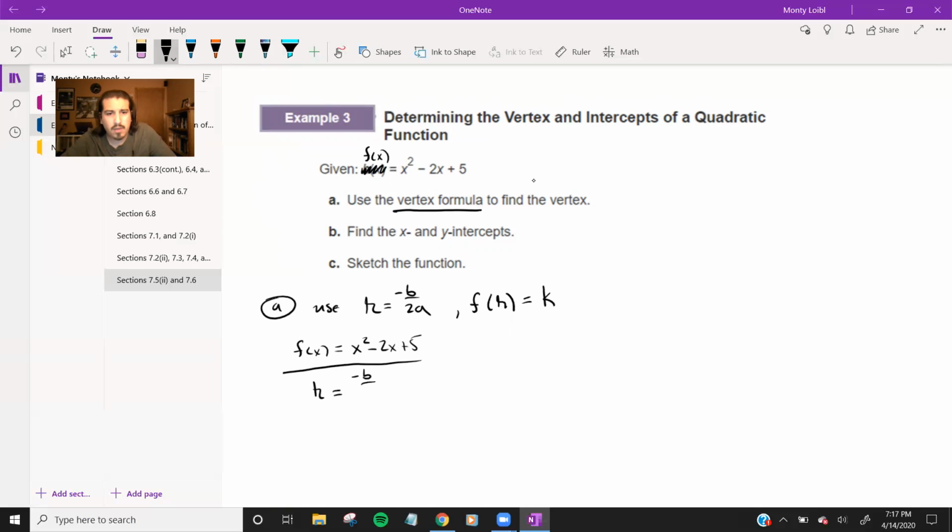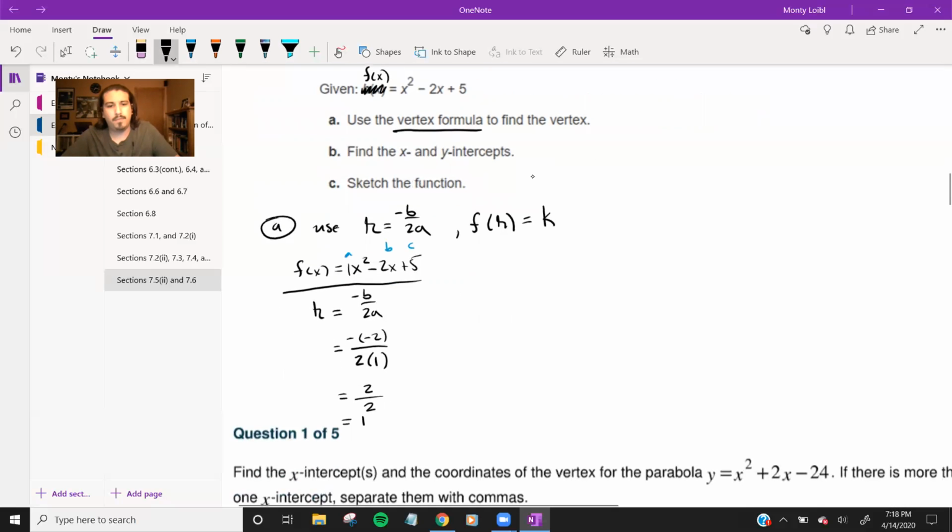We've got -b over 2a. Again, you can label what your A, B, and C are. Now you're not using C here, but you can still label it. What do we get here? We get the opposite of -2, right? Plugging in -2 here for B, and then 2 times A, which is just 1. So simplifying this down, the opposite of -2 is 2, divided by 2, which is also 1. Okay, so we've got 1.